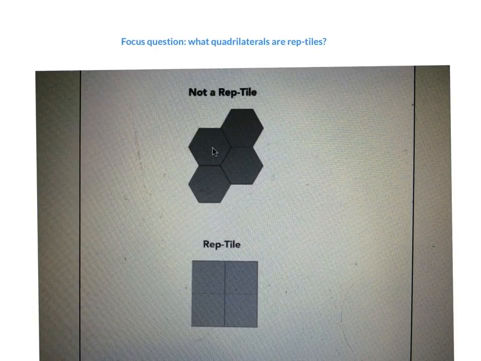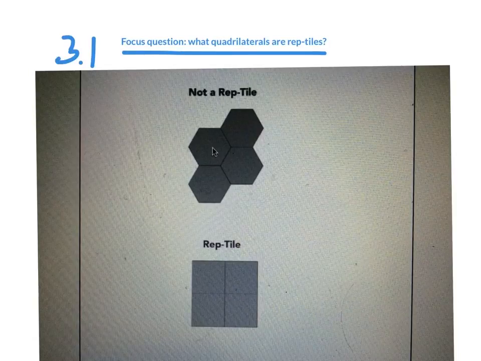Today we're going to be looking at our focus question that we started yesterday from Investigation 3, Problem 3.1. What quadrilaterals are considered reptiles? So just a little bit of a review.